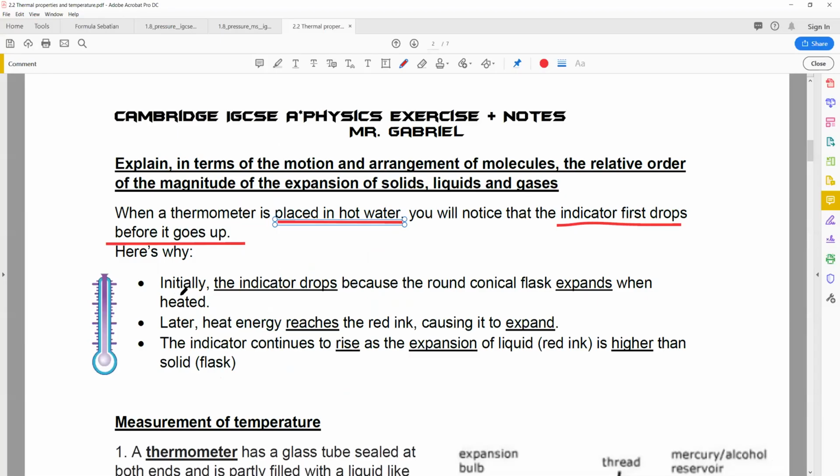So if you look at these statements here, here's yet again the word structure of what I've mentioned just now. Initially, the indicator drops because the round conical flask expands when heated. Basically, the glass part here expands, right? Later, the heat reaches the red ink, causing it to expand. The indicator continues to rise as the expansion of liquid is higher than the solid.